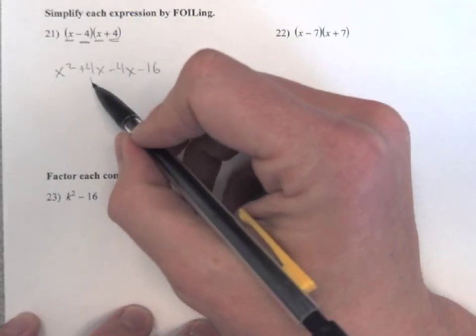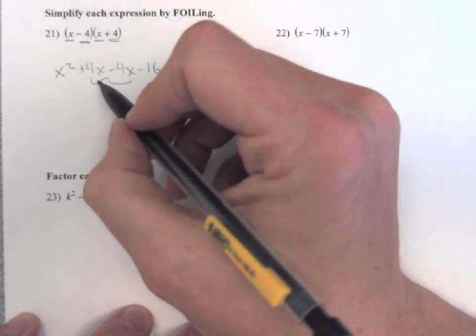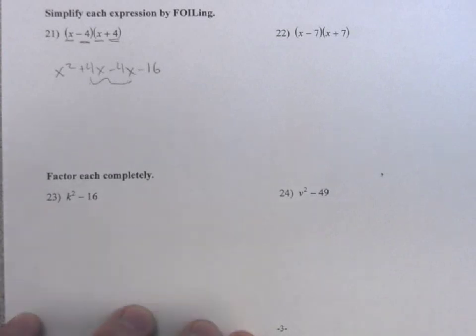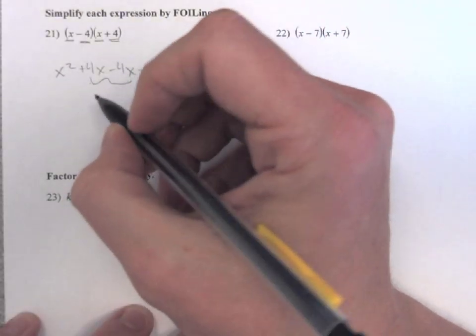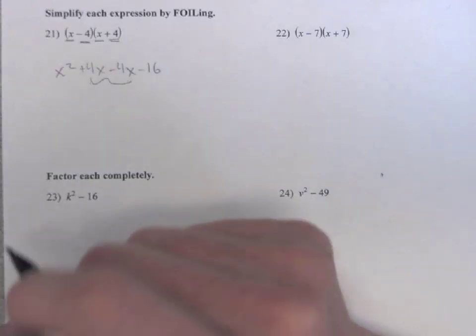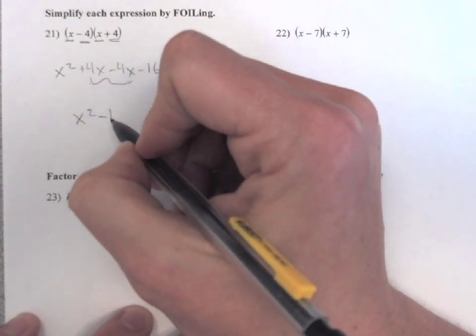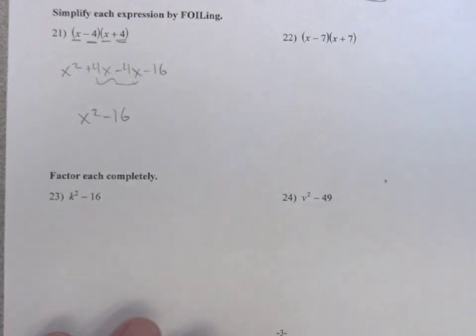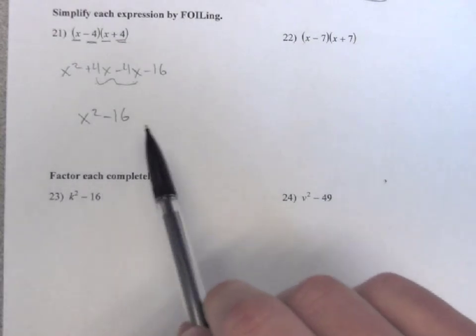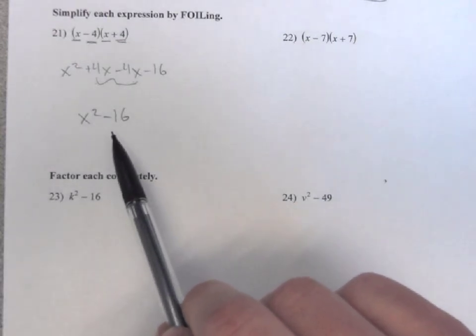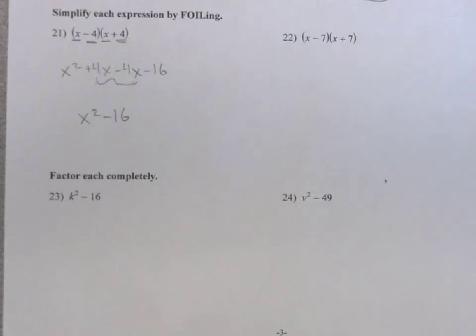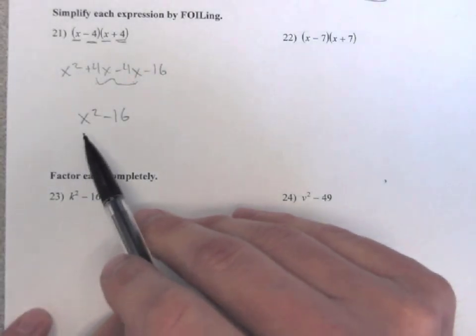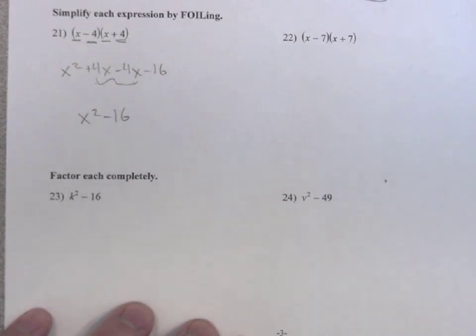The middle terms are going to cancel out here because we have a positive 4x and a negative 4x. So when we combine like terms, those go away. We could write 0x if we wanted to, but 0x is just 0, so we just leave it like that: x squared minus 16. Now this is a little different than what we saw before, because before, when we multiplied two binomials, we got 3 terms instead of 2 terms. In this case, the 2 middle terms cancel out and we end up with 2 terms, which is kind of strange. What we call this is a difference of squares.